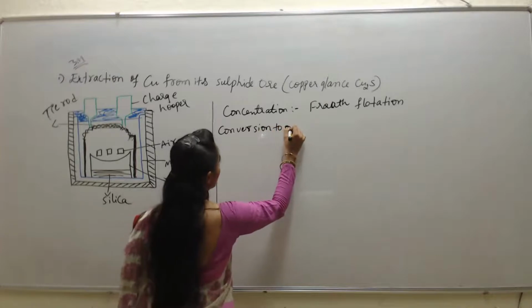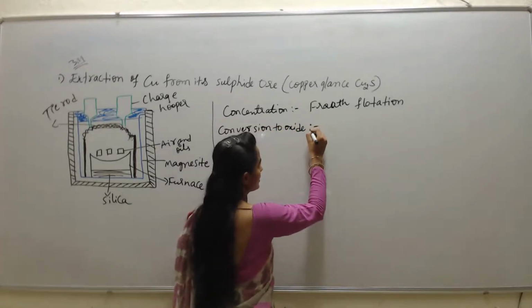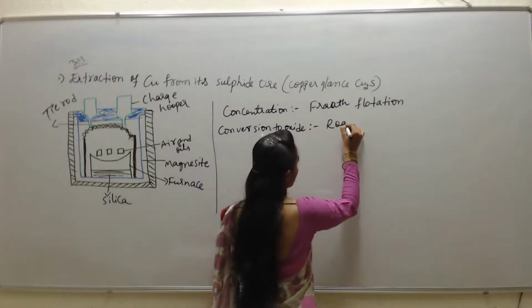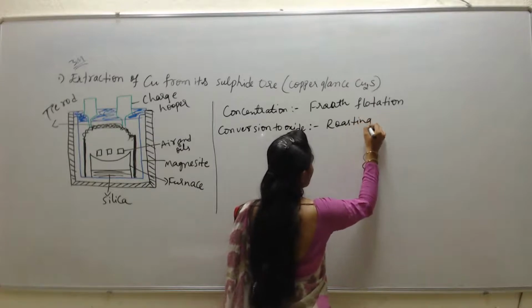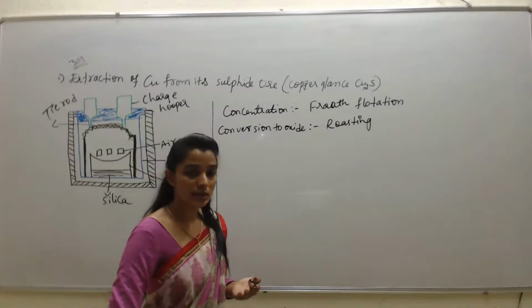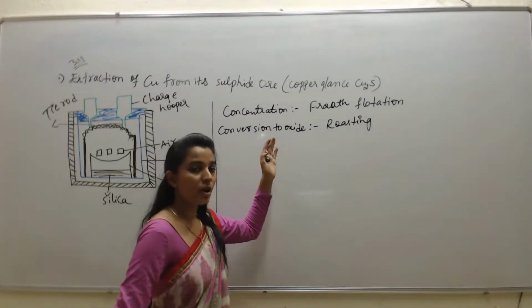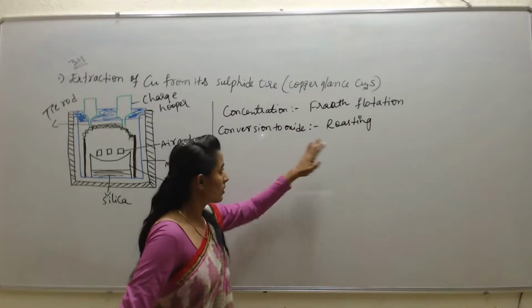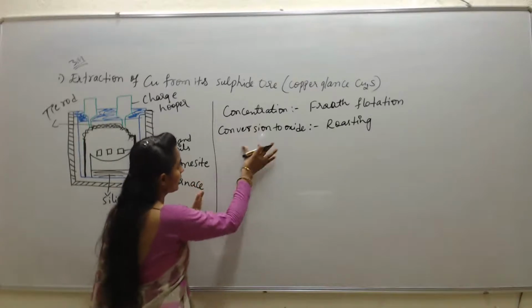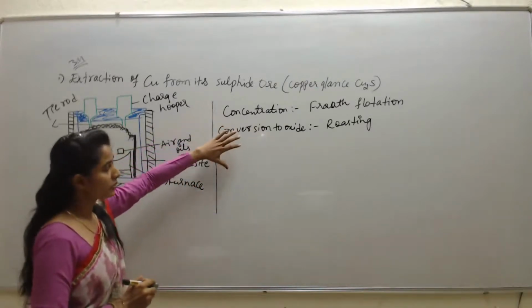Conversion to oxide. Okay, what happens here is roasting. Roasting means the strong heating of a concentrated ore in the presence of a sufficient supply of oxygen, that is air. That is called as what? Roasting.